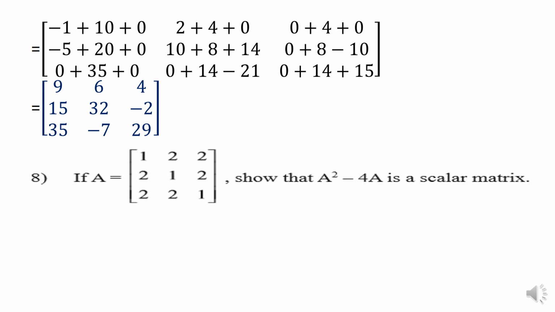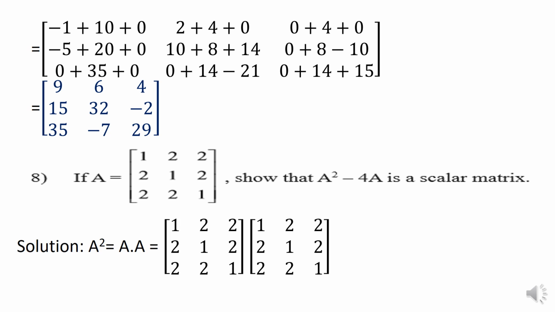The next sum, A is a given matrix. We have to show that A square minus 4A is a scalar matrix. Now first of all, in this sum, how to find out A square? The moment you get A square, don't write A square as 144, 414 and 441, that is just by squaring all the elements given there. No, that is not the correct way.